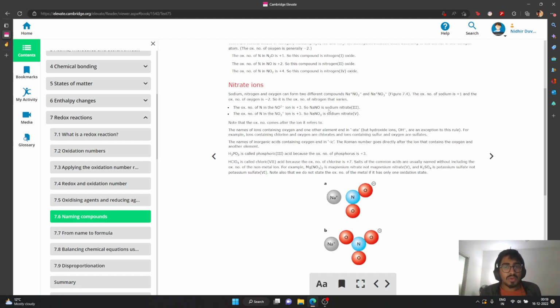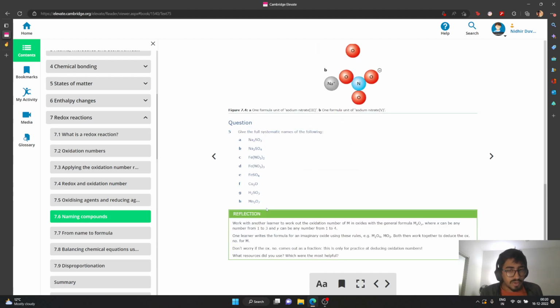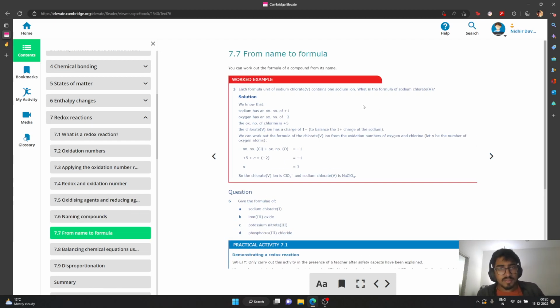Okay, similarly, you can talk about sodium nitrate 3, sodium nitrate 5, in which nitrogen is changing oxidation number depending on whether it is NaNO2 or NaNO3. You will learn to do all of this, just go through what the book is talking about. Definitely, look at all of them and try to give them names with numbers here. If you understand that, that's the first thing.